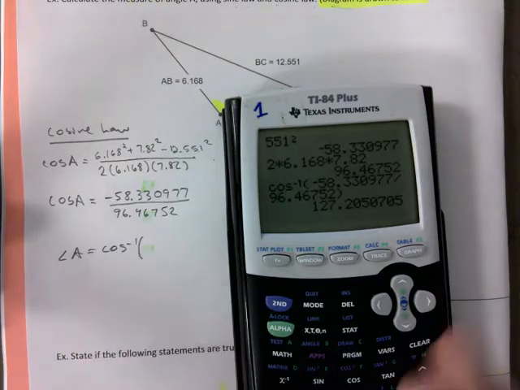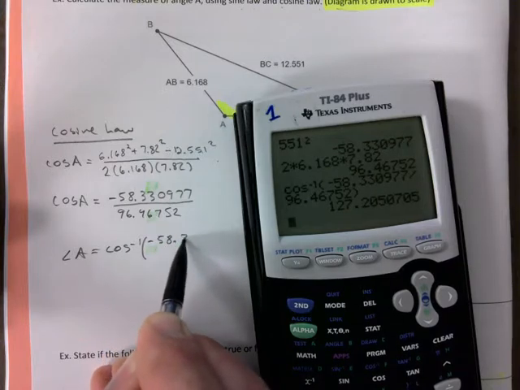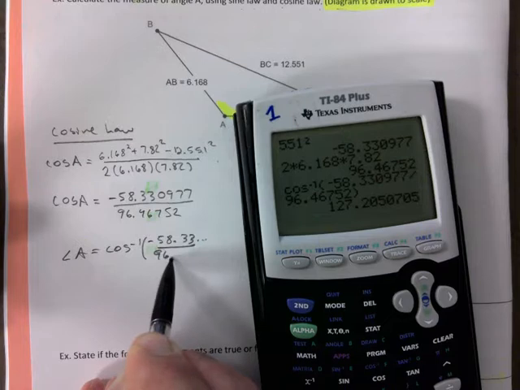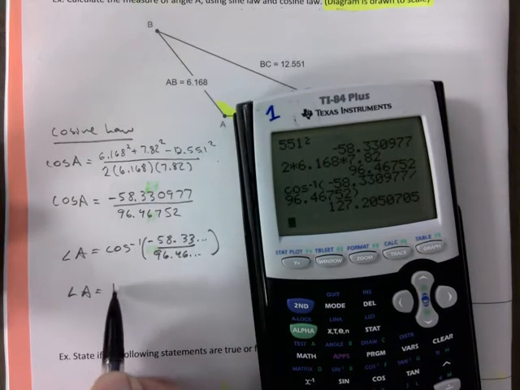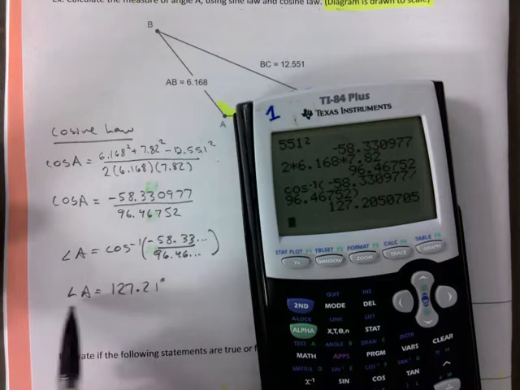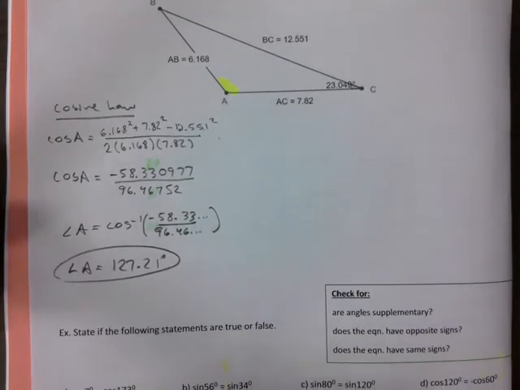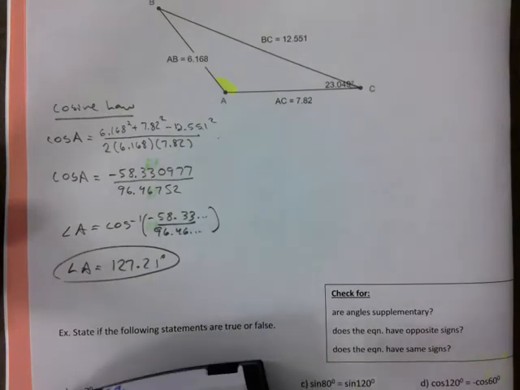Okay? So I'm going to write down that I used all of this, right, like that, 96.46, and so my angle ends up being 127.21 degrees. Beautiful, right? We expected it to be obtuse, cosine delivered, and there you go.